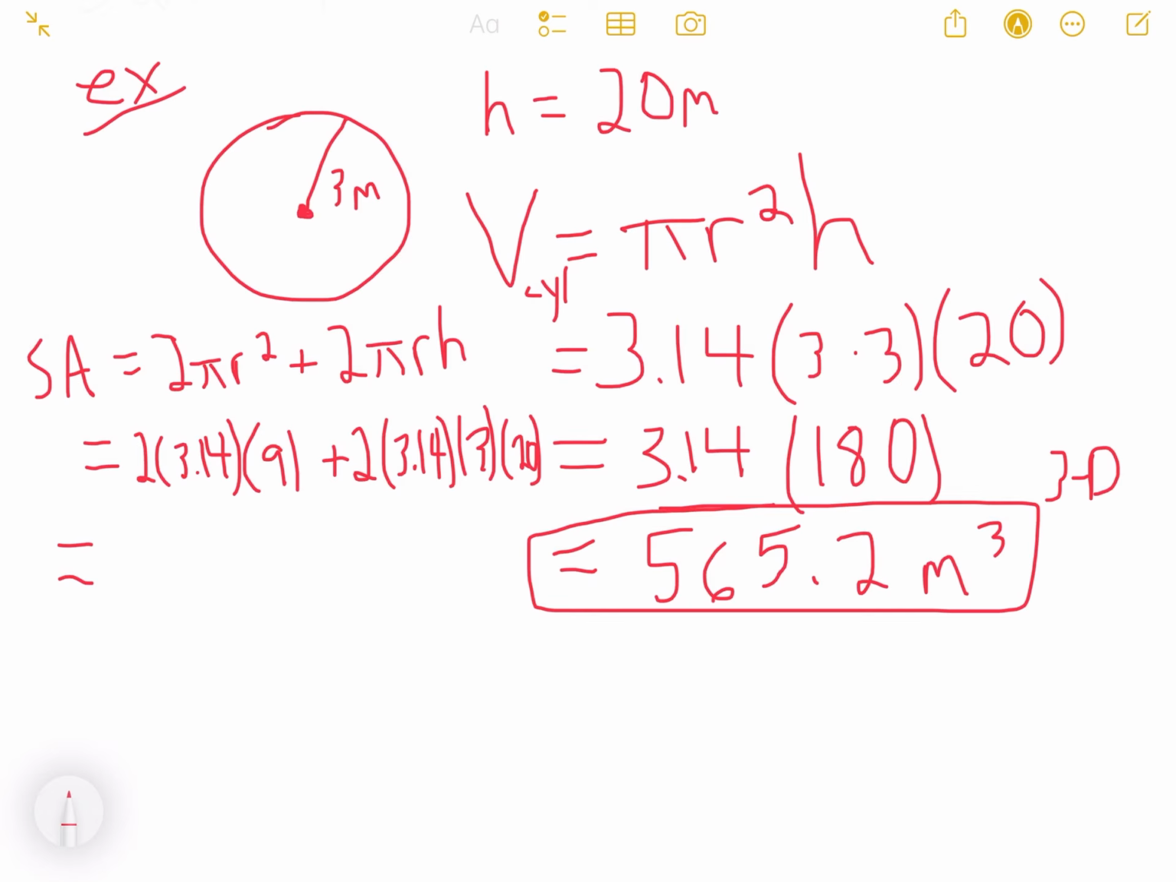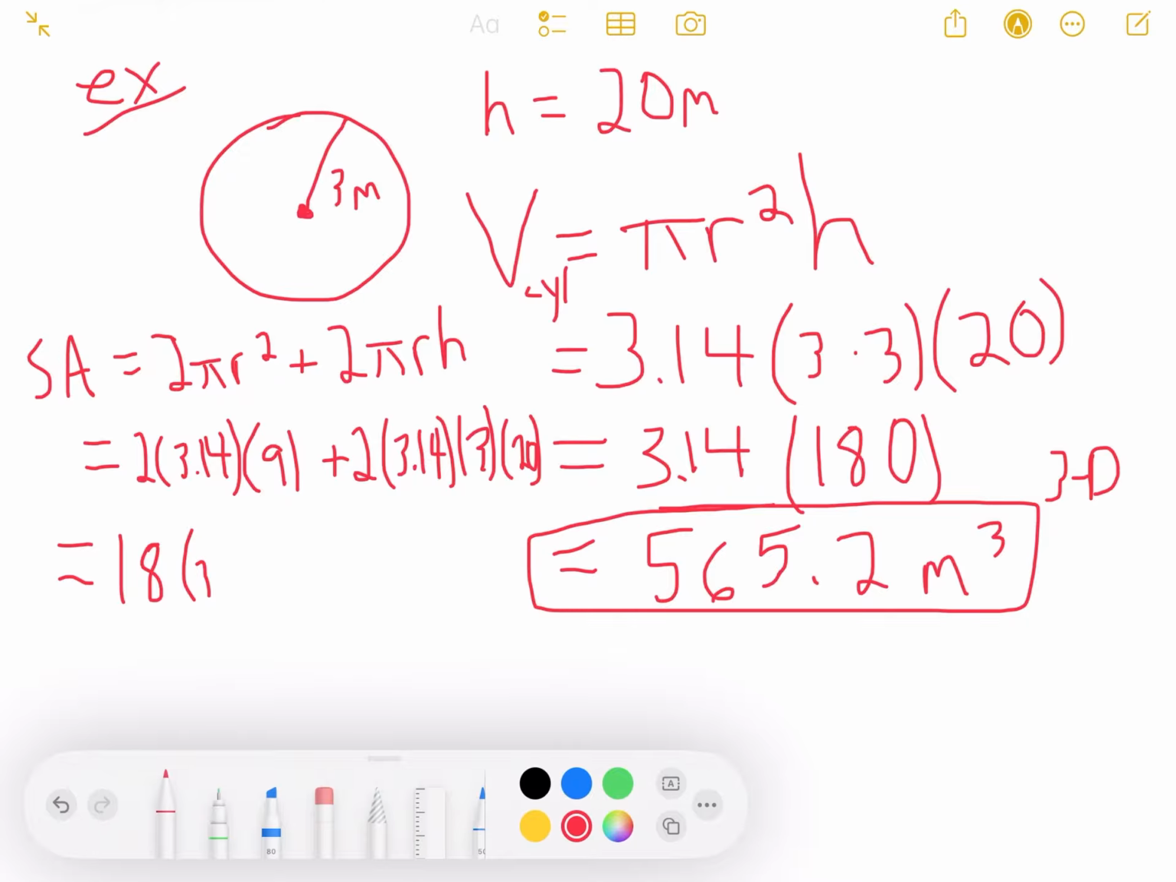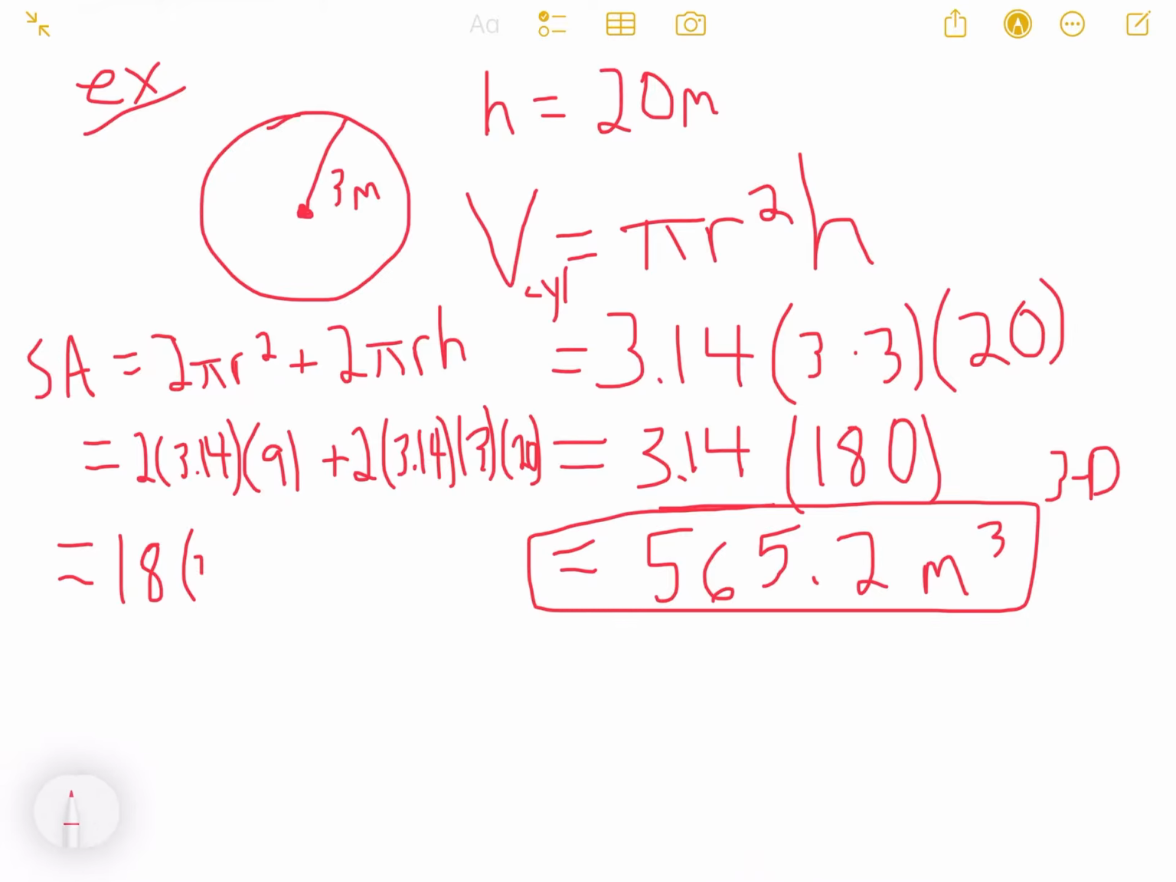Then that gives me 2 times 9. I can multiply these in any order. I can do 2 times 9 or 9 times 2, it's the same thing. So then I end up with 18 times 3.14. Oh man, 3 is not very readable here. 3.14. Okay. And then what do I have here? Well, if I have 2 times 3 times 20, that's 60 times 2, so that's 120 times pi, so I have 120 times pi.